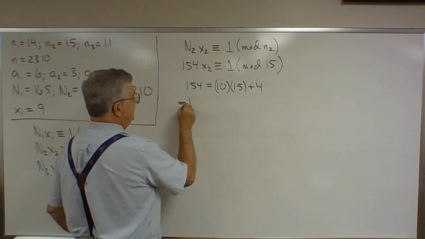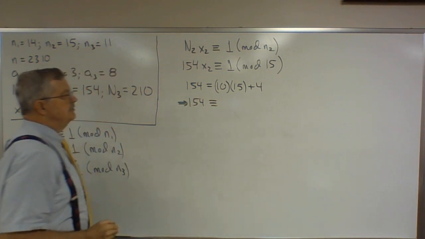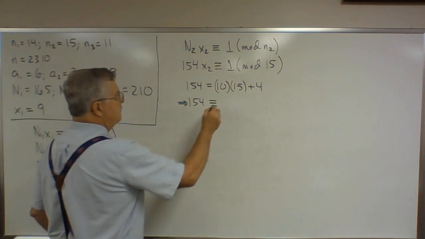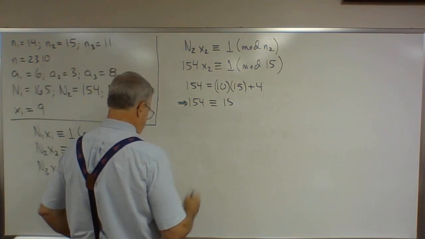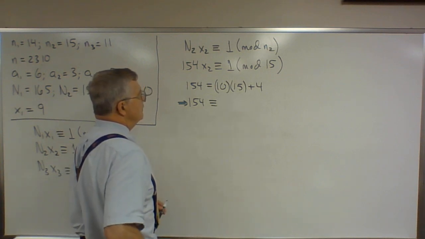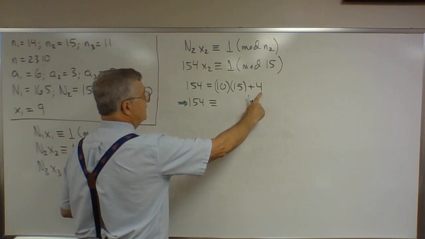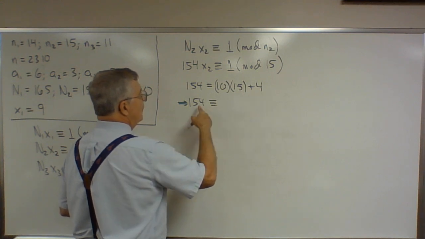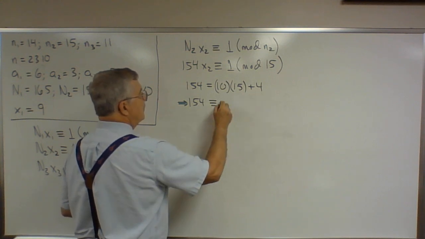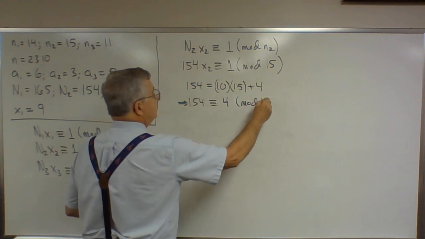And that means that 154 is congruent to 15. No, it's not. Come on, Pat, get a brain. 154 is congruent to 4. Hello, the remainder, remember me? 154 is congruent to 4 mod 15.